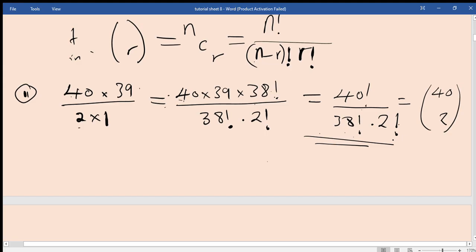Then we can also talk about the third part. The thing is, the screen is responding slow today.